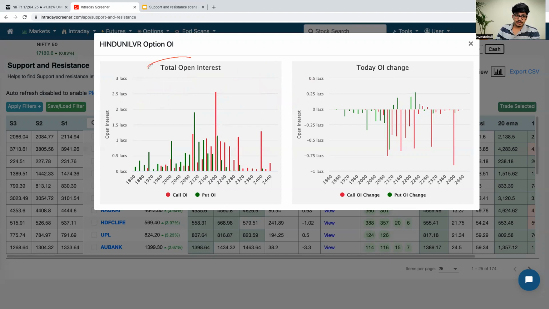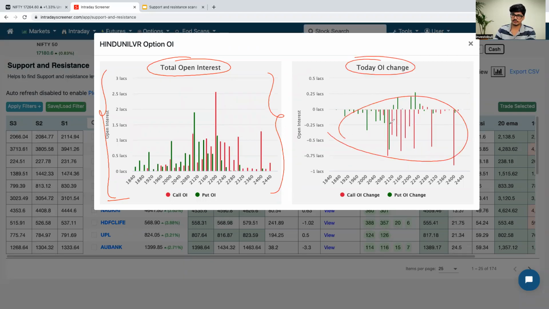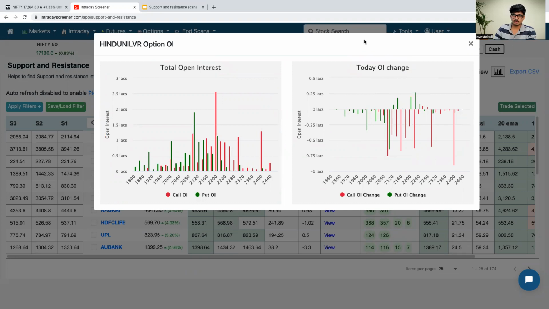So this specific open interest or option chain data you see is the total option chain data of the specific stock. If you want to see only the current trading day's data, you can make use of this today OI change. The same concept is applied even while you are viewing today's OI change.